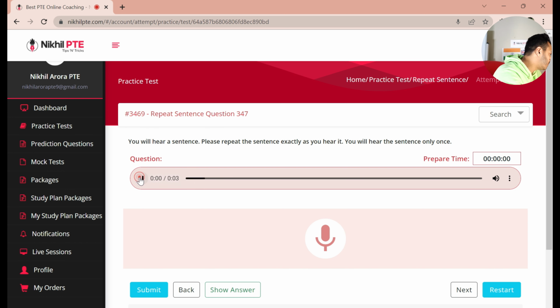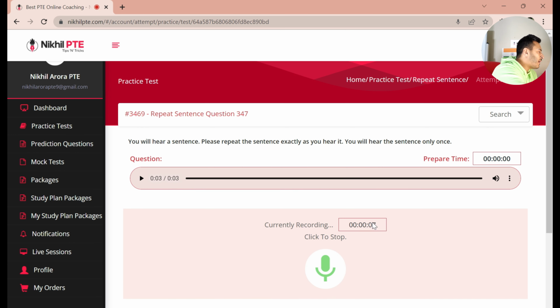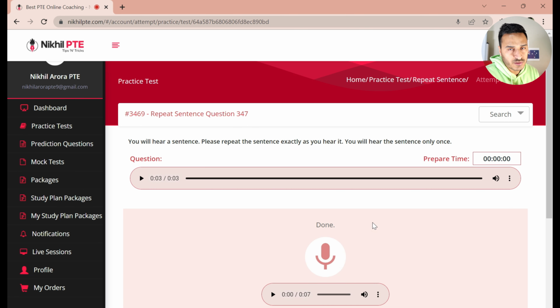For example, the medical center is located near the supermarket on North Street. The medical center is located on the northeast. See, remember one thing, there is no negative marking in repeat sentences. Try to speak more than 50 to 60%. If you are adding any extra word, no issue about it. There is no negative marking. You are deleting, removing, whatever. There is no negative marking.